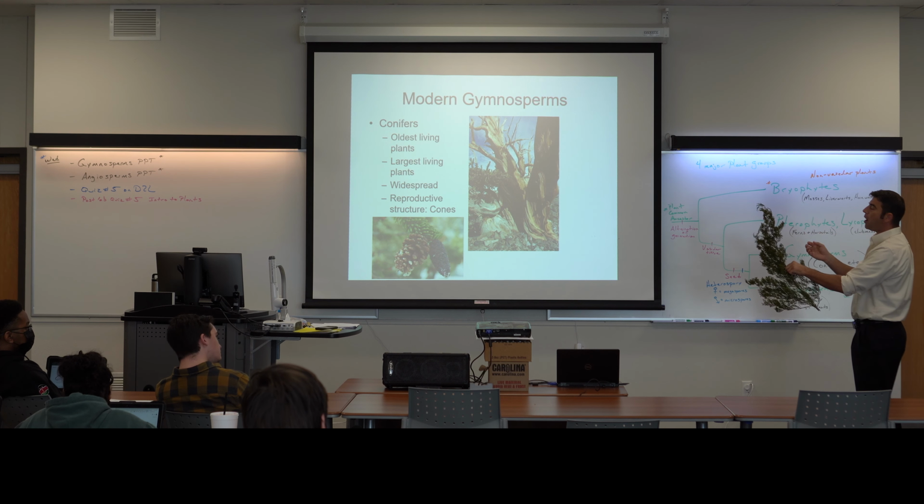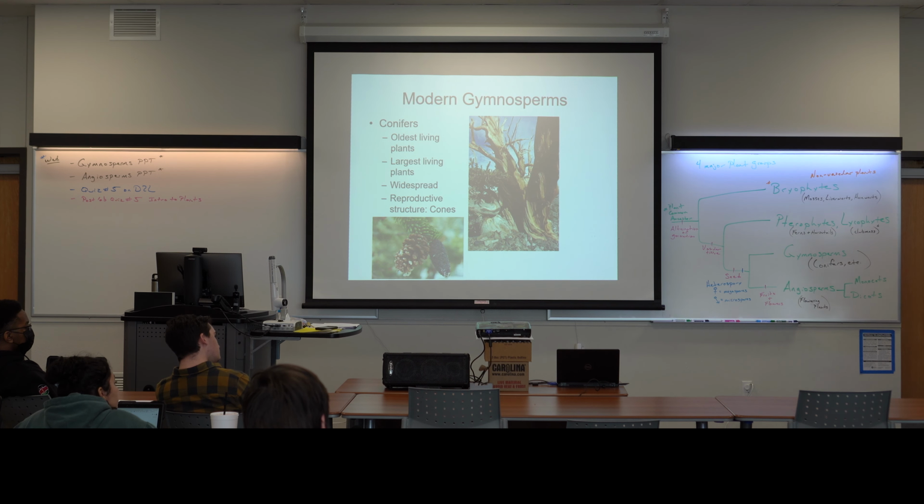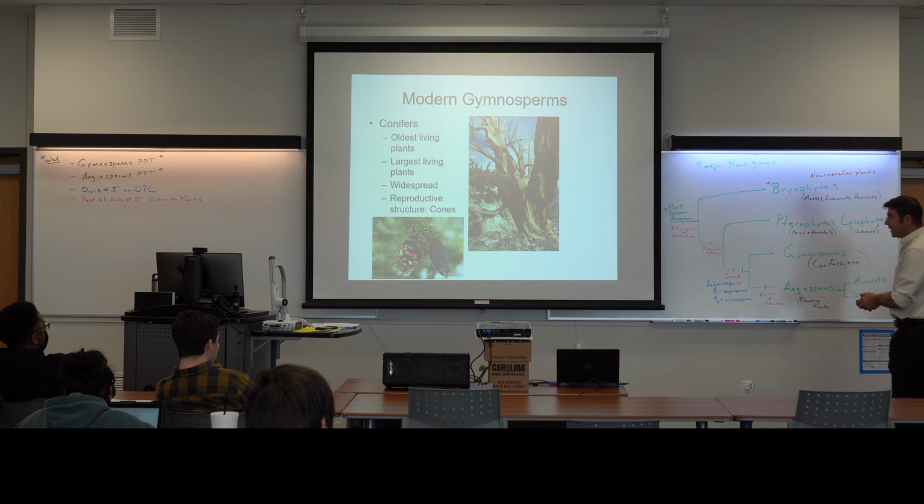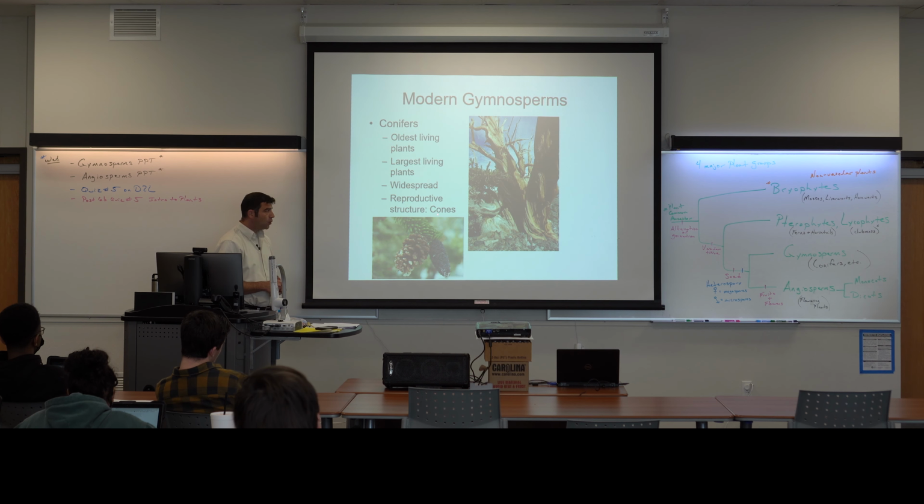Those are packed full of pollen, and wind dispersal is not very specific. It's very wasteful. So if wind is going to be your method of pollination, you just need to produce vast quantities of pollen and hope the wind is blowing the right direction that day so that some of those pollen grains are going to land on the female cones. Conifers use cones as their reproductive method.